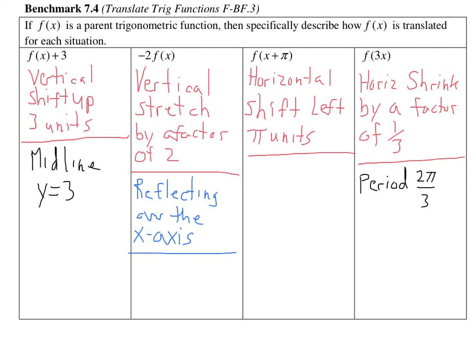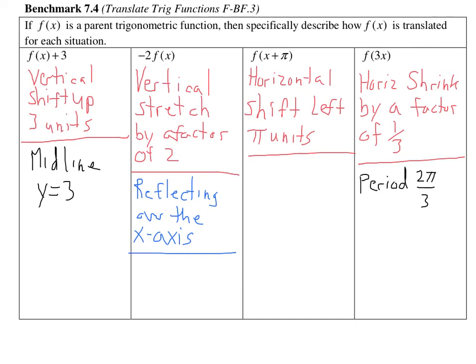Okay. Now if we reduce it, your period is now 2 pi over 3, because that would give you 3 cycles in a 2 pi period. So make sure you can calculate the period and know that this number inside helps you find that.